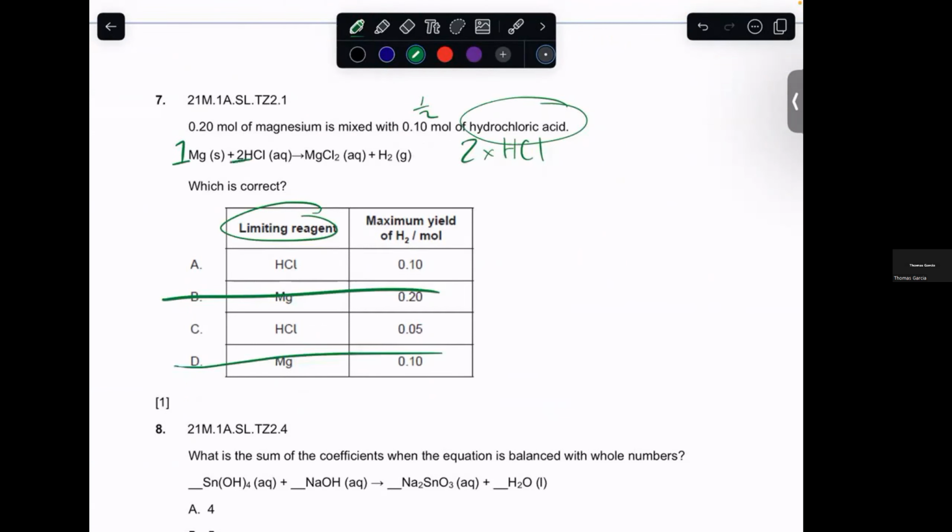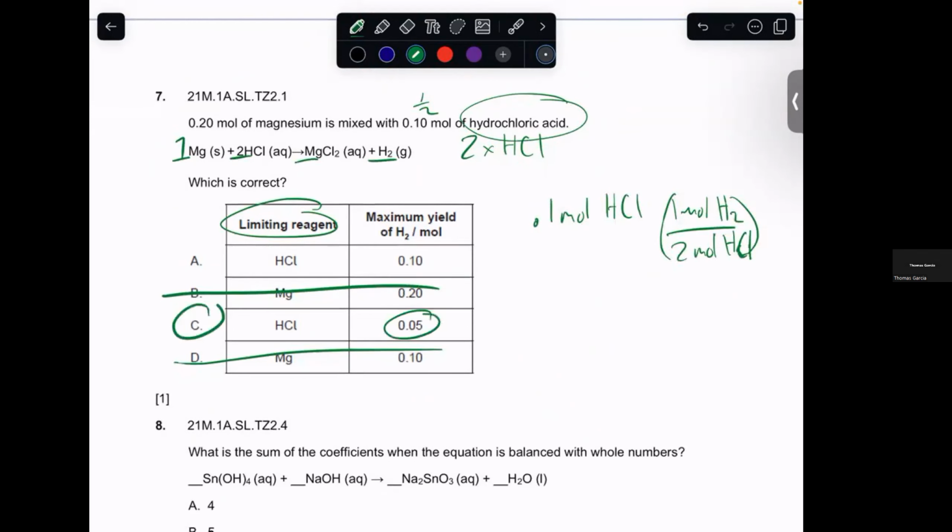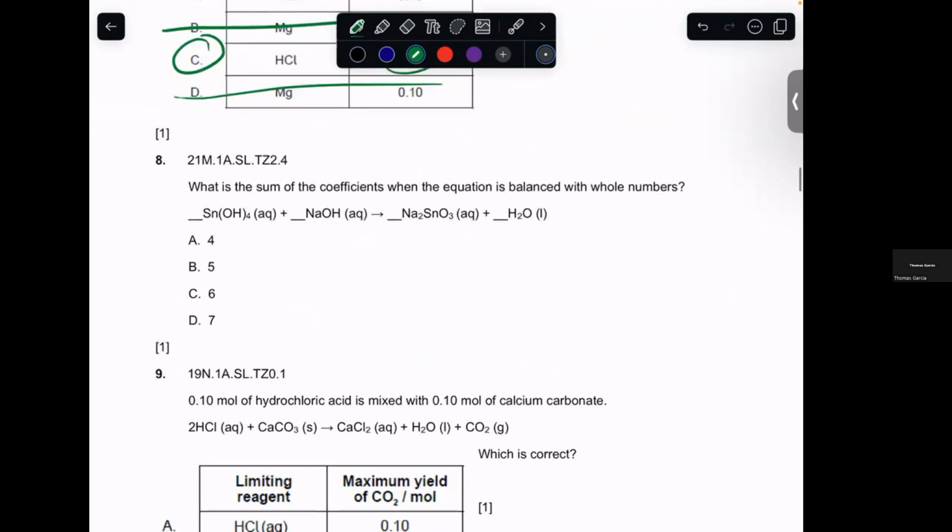Next, I know that for every 2 HCl, I make 1 magnesium chloride, and I make 1 hydrogen gas. That means that if I start with 0.1 mole HCl as a limiting, for every 2 mole HCl, I make 1 mole H2. I just have to divide that by 2, and I get 0.05. Our answer is C. Moving on to 8.